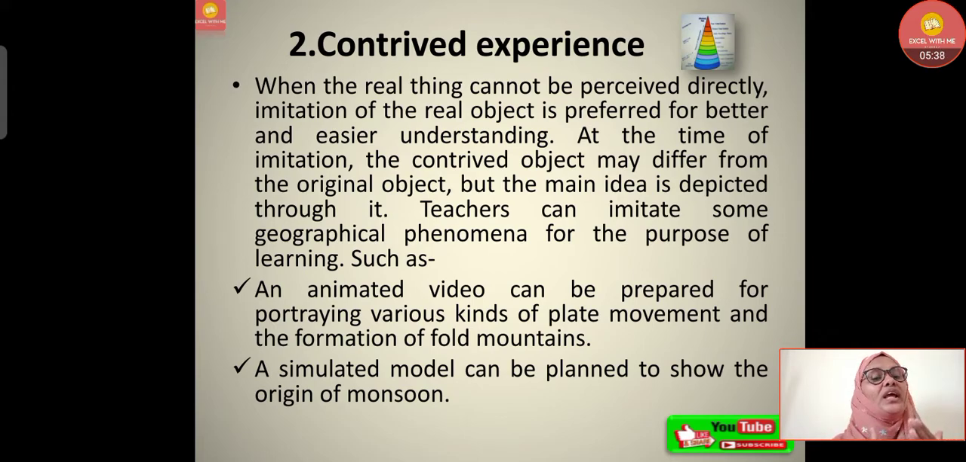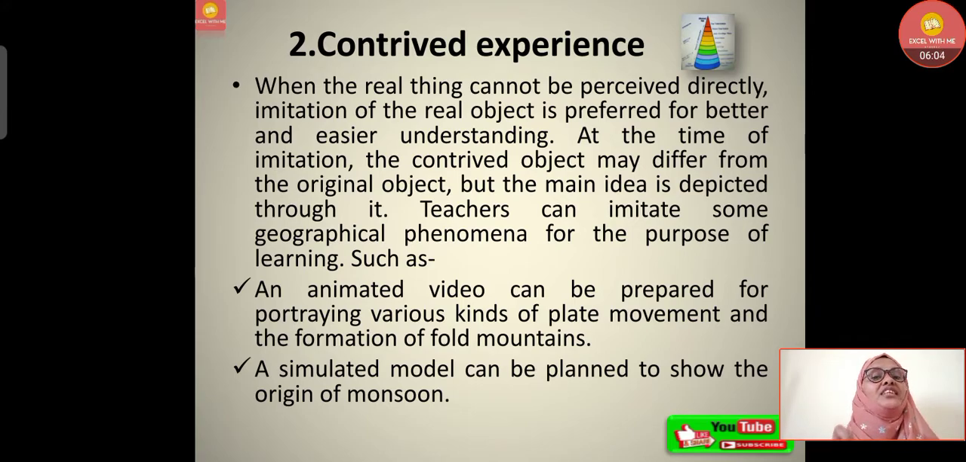We have to take some examples or materials, an imitation of that thing, so that they can understand thoroughly. In future, they will apply it in real life situations. At the time of imitation, the contrived object may differ from the original object, but the main idea is depicted through it. That is the main important reason for imitation.